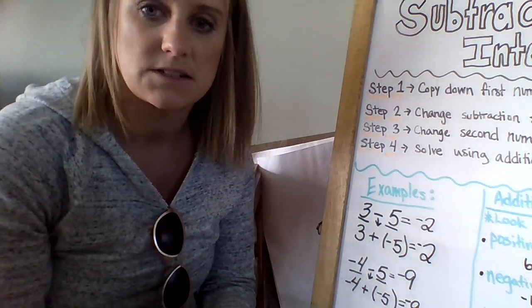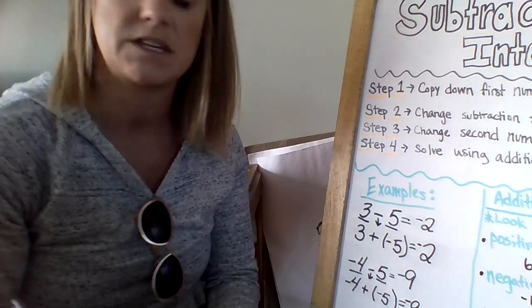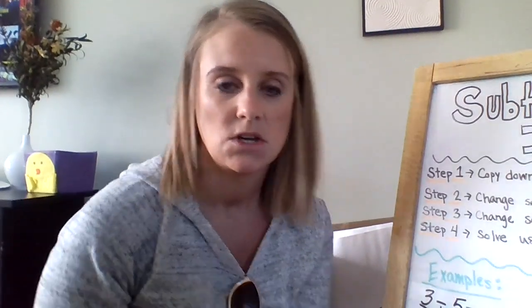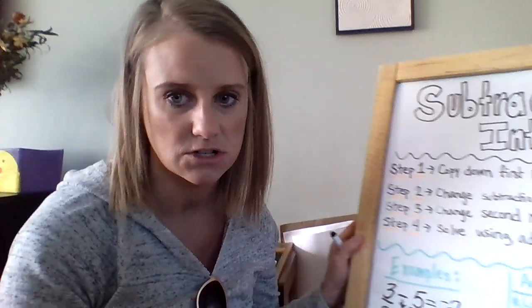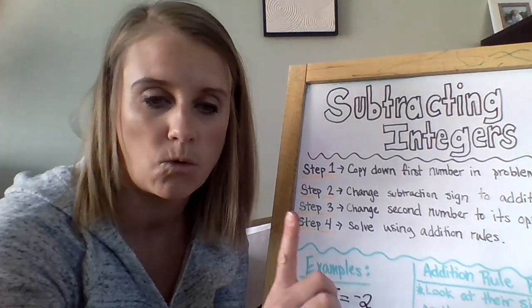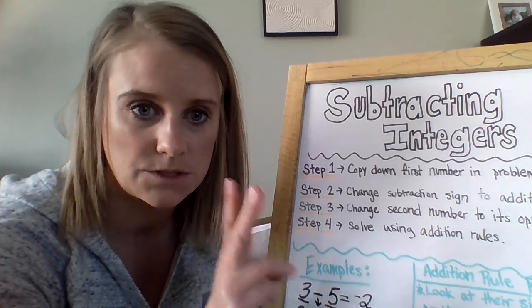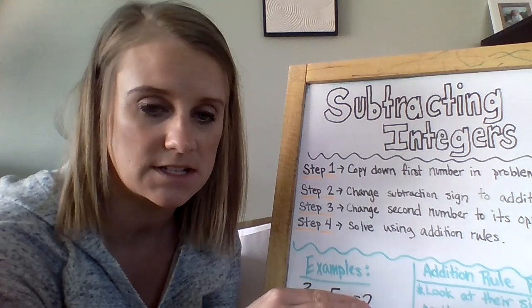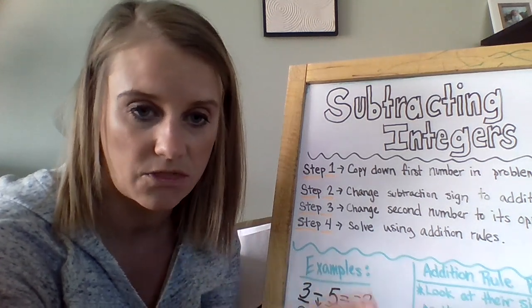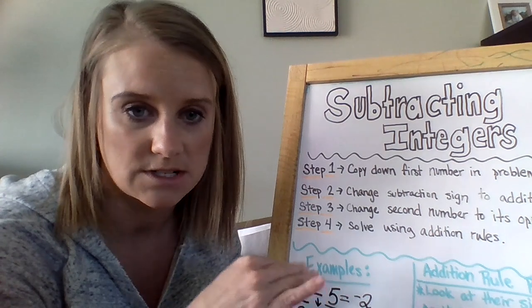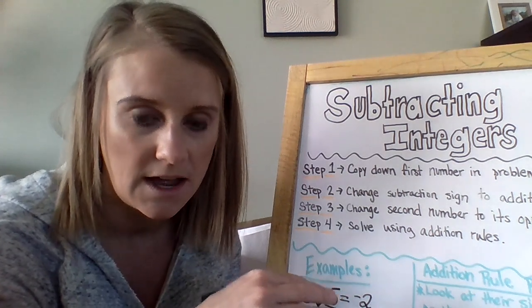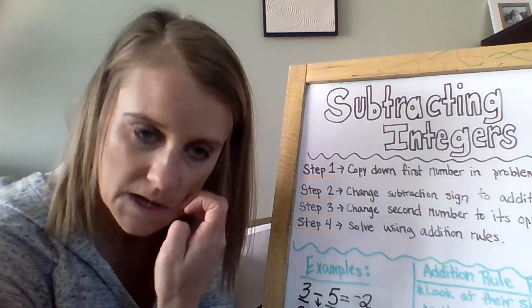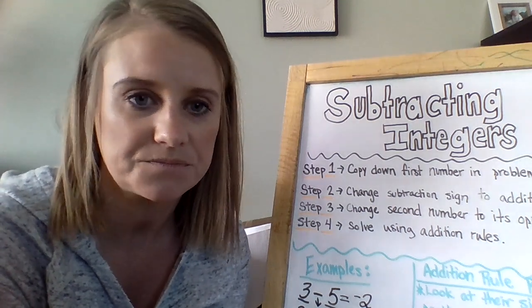I hope this all makes sense to you guys. And this week you're going to be doing a lot of practicing. So remember, when subtracting integers, follow your steps. 1, copy down that first number. 2, change your subtraction sign to an addition sign. 3, change your second number to its opposite sign. And then step 4, solve using your addition rules.